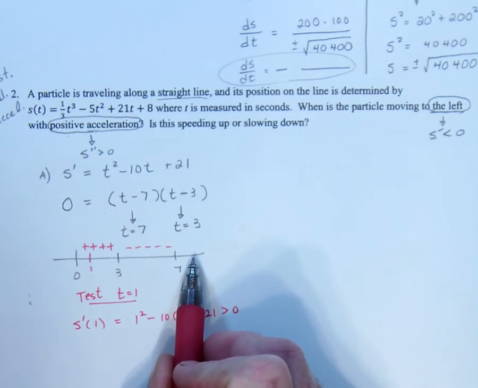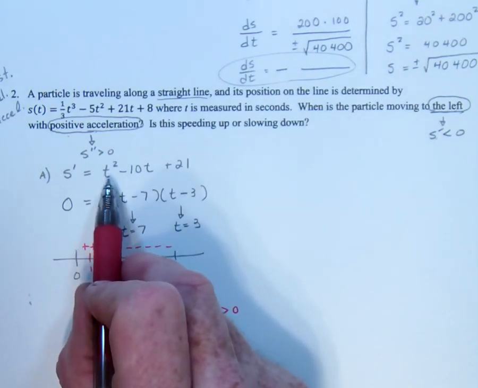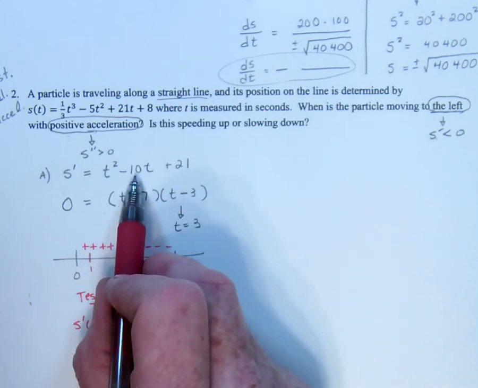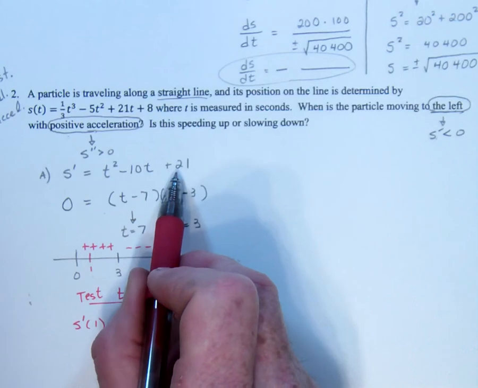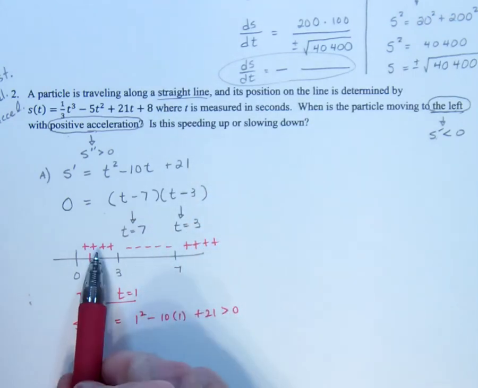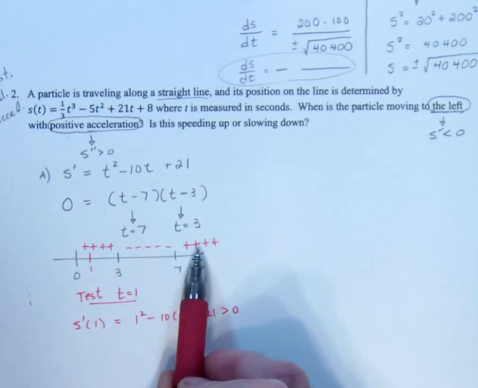So pick any number to the right of 7, like a 10. Plug in a 10. This would be 10 squared is 100. This would be 10 times 10, so that's 100. When you subtract these two, it's 0. It leaves you a positive 21, so it's positive. So that means this thing was going to the right, then going to the left, then going to the right.